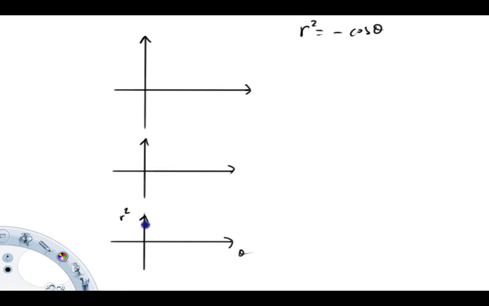Cosine theta would look like this. Cosine theta would go through the point 0, 1, pi over 2, 0, etc. This is minus cosine theta. What that's going to do is flip this thing upside down, or reflect it about the x-axis. So I'm going to start with that graph. Minus cosine theta is looking something like this.